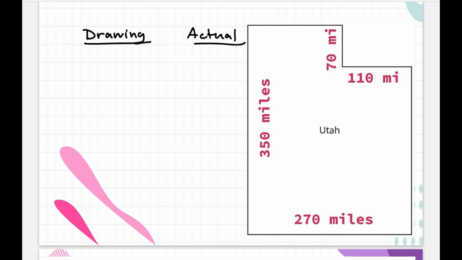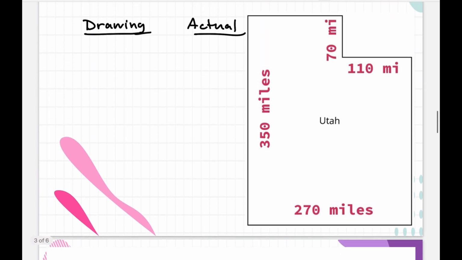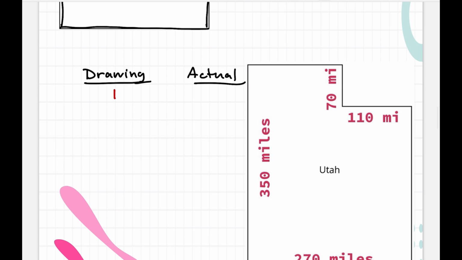With that in mind, the first thing that I want to list is the scale. The scale is the foundation. It tells us 1 centimeter is going to represent 50 miles. That is what connects the actual to the real life. So that is the first thing I'm going to list. 1 centimeter in the drawing will represent 50 miles in the actual Utah. Give it a label. This is our scale.